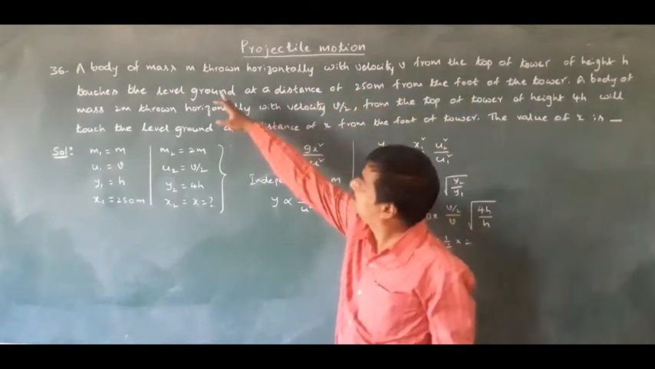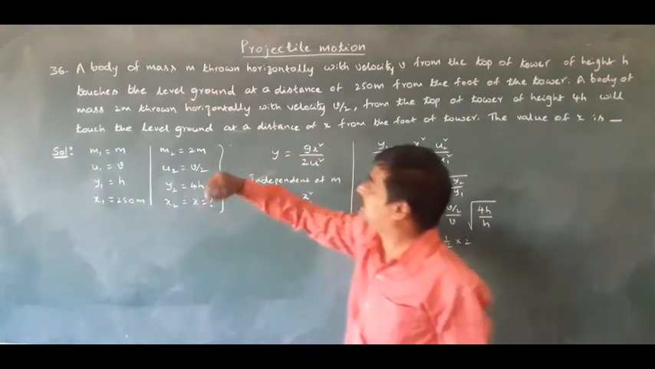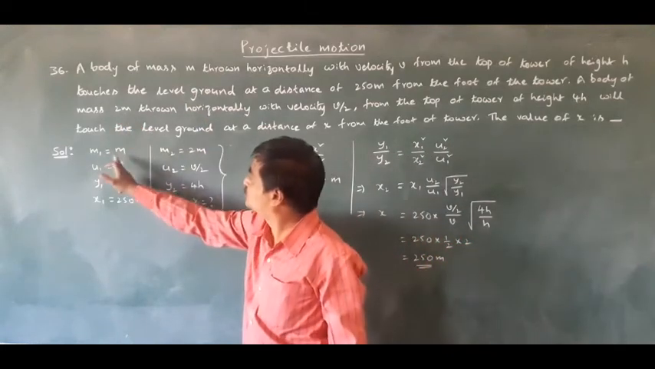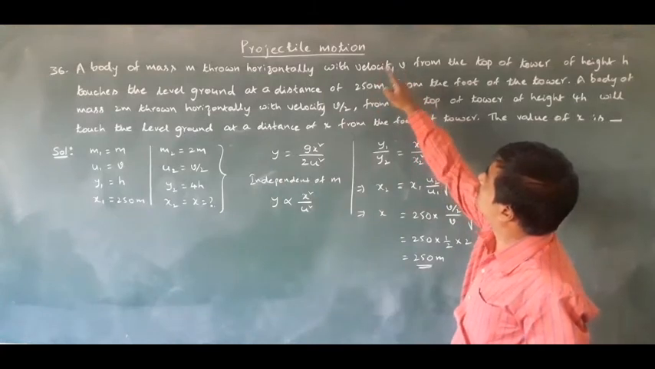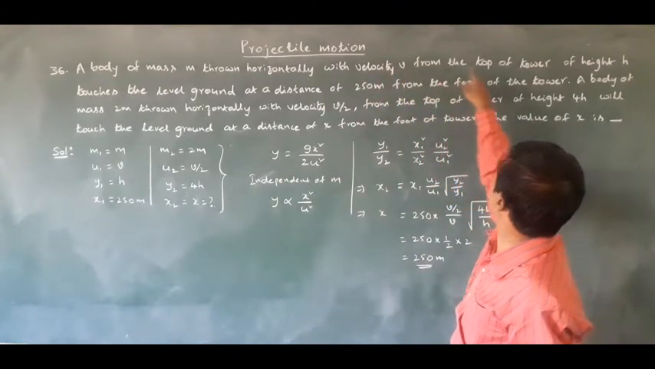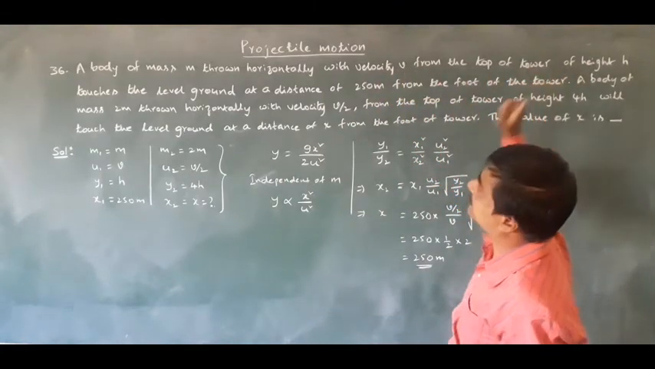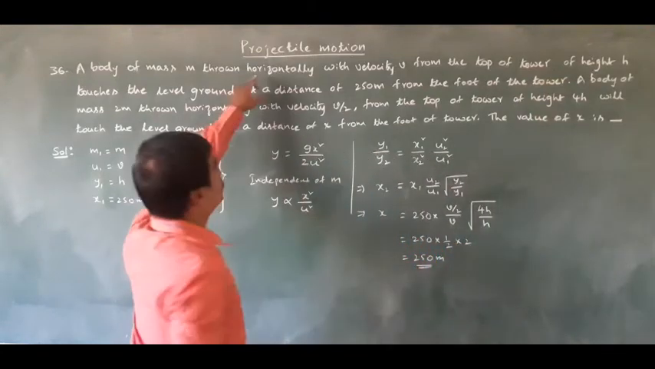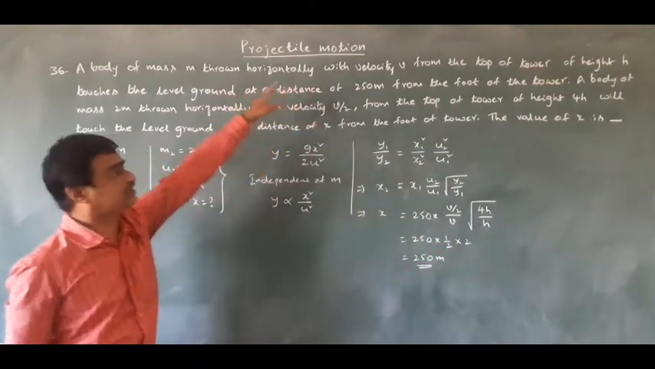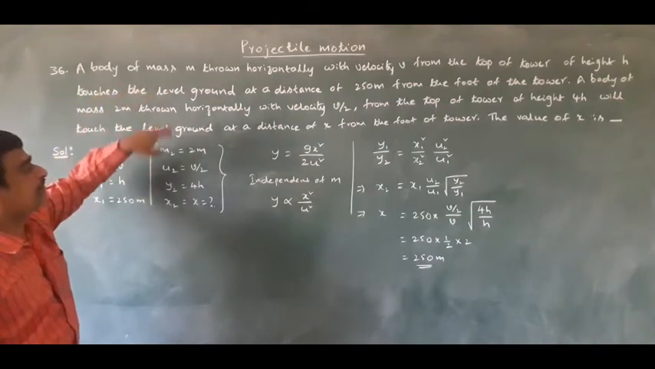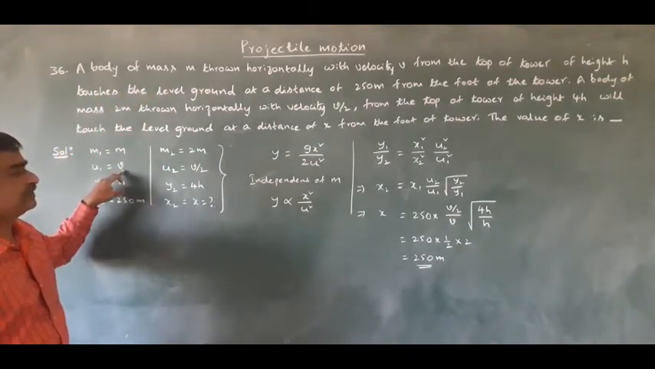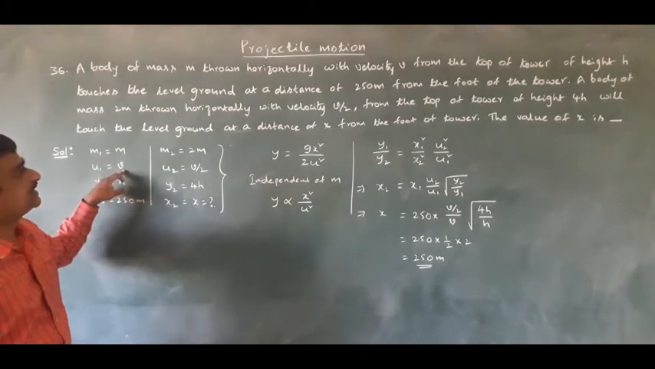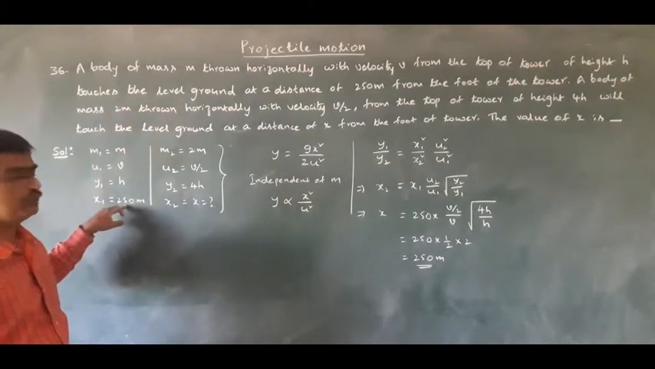First body is with mass m and second body is with mass 2m. Okay. The first body is thrown horizontally with velocity v from a tower of height h. It touches the ground at a distance of 250 meters.